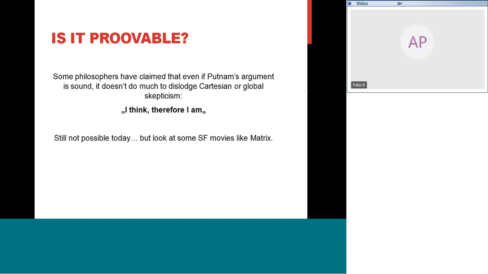Well, some philosophers have claimed that even if Putnam's argument is sound, it doesn't do much to dislodge Cartesian and global skepticism, because Descartes thought that I think, therefore I am. Crispin Wright argues that the argument does not affect certain versions of the Cartesian nightmare, such as my brain being taken out of my skull last night and hooked up to a computer. Then it was said in 1991 that it's physically impossible for a brain in a vat to replicate the qualitative phenomenology of a non-envatted human being.